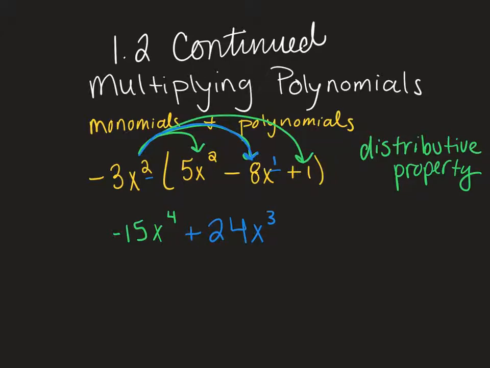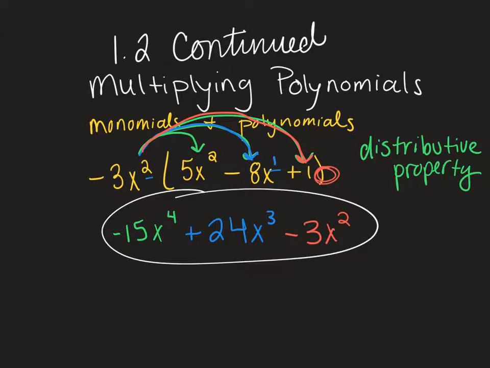And then finally, we'll do our last one in red. Negative 3x squared times 1: negative 3 times 1 is negative 3, and since there's no x squared stuff here, you just bring your x squared over. All right, and this is your final answer. So again, our exponent rules still apply. We just multiply our coefficients together and then use our exponent rules to multiply our exponents in our variables.